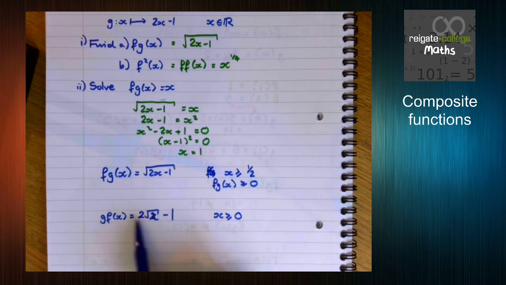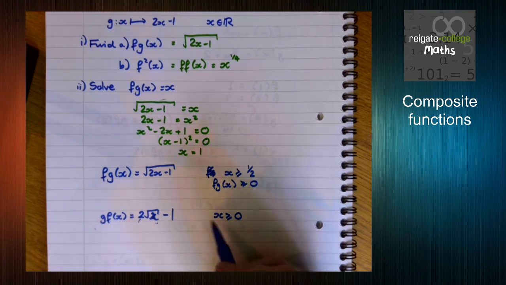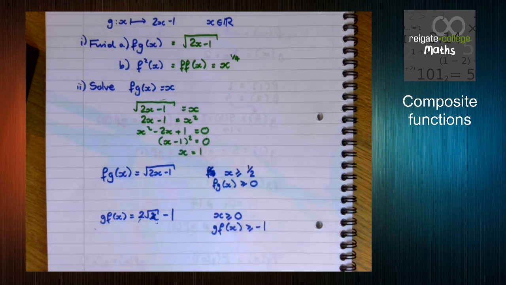So now we can see the range: if this bit is greater than or equal to 0, that means this whole thing has got to be greater than or equal to minus 1. And that's range and domain of composite functions. It's effectively just figure out the new function and go from there. It's not always going to be that simple, but it's nice when it is.